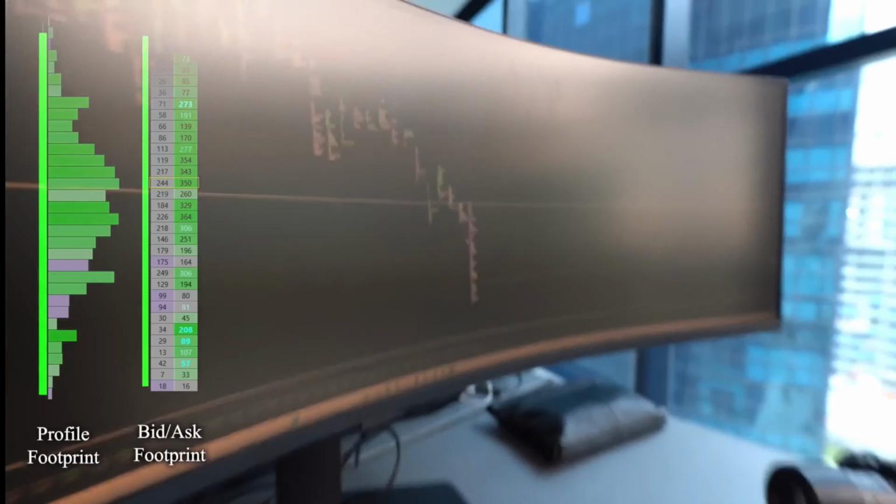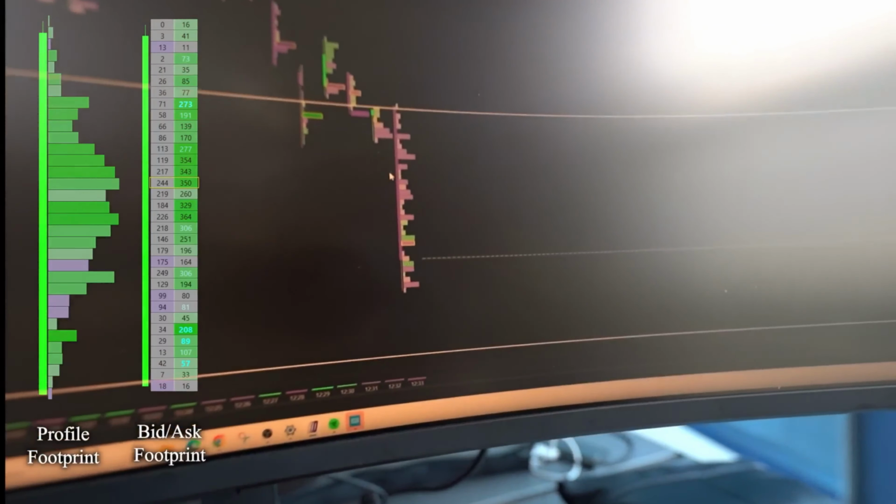This is the benefit of order flow. You can see all this aggression in price. This, for reference, is the profile footprint. It's not the bid and ask, because I want to see exactly what is happening at each level.